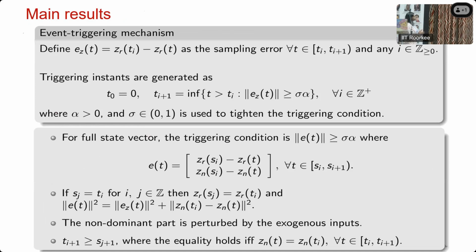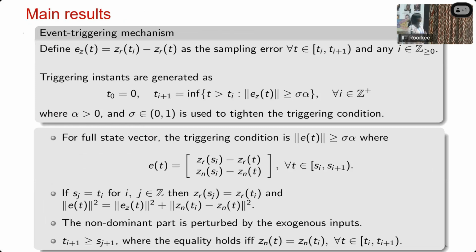Because the norm of this error will be greater than or equal to the norm of this error, which makes the triggering instances generated using this rule more frequent as compared to the triggering instances generated using this. So from that we can say that the triggering instance generated using the reduced order based mechanism will give Ti plus 1 greater than or equal to Sj plus 1.